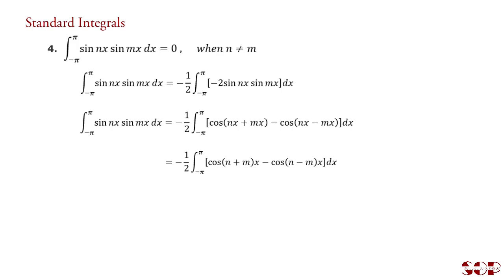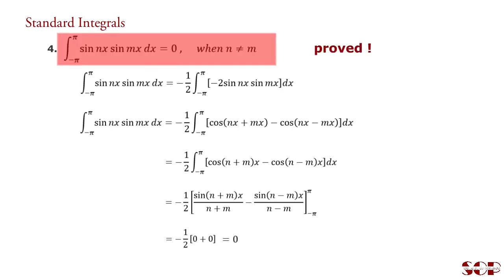Now, taking the integration of these two parts, it equals 1/2 times [the integration of cos(n plus m)x, which is sin(n plus m)x upon (n plus m), minus the integration of cos(n minus m)x, which is sin(n minus m)x upon (n minus m)], with limits minus pi to pi. Now, both the sine terms become 0. Therefore, it equals 1/2 times 0, and that is 0. This is the value of the integral.